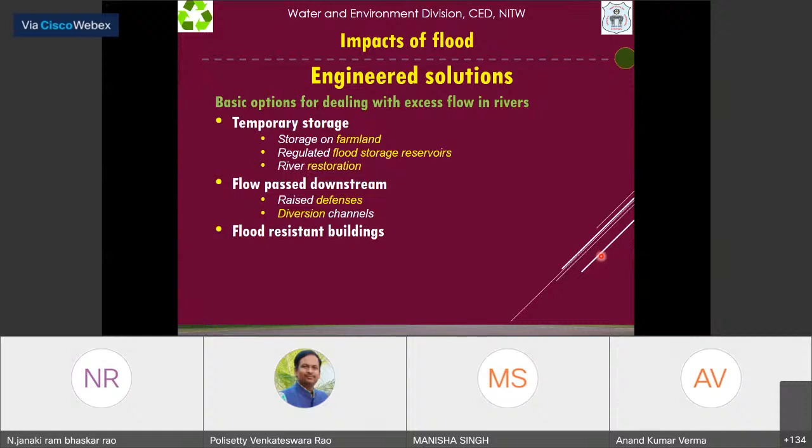When it comes to temporary storage, we can take the water and store it on farmland. In our country, all the fields may not be cultivated throughout the year. So identify enough land. All these are not applicable everywhere, but wherever possible, there are different options. Next, I can have regulated flood storage reservoirs. I can do river restoration, like removing the sediments. In case of leaving the water to downstream, I can have raised defenses.